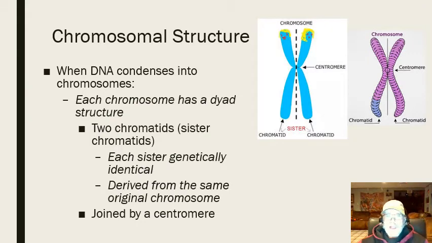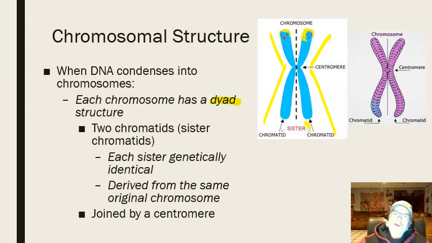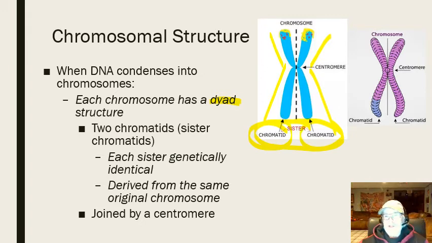Now again, only during a certain portion of mitosis does the DNA actually condense into what we call the chromosomes. And the chromosomes have what we call a dyad structure, which means it's two sides. Each of those is called a sister chromatid. So I have a sister chromatid here, a sister chromatid here, and basically they're genetically identical. They're identical in this X shape, so what you see over here is what you see over here. Same thing. And the reason why is because they came from the same original chromosome.